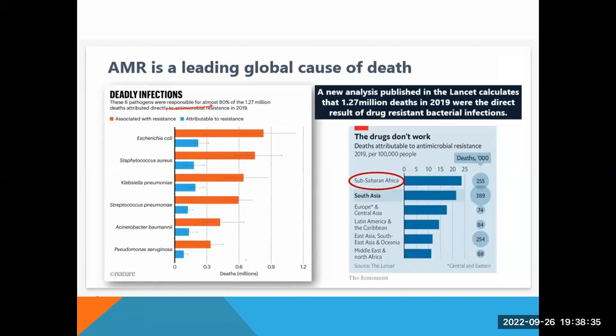This is really shocking. And if you can have a look at this, the Sub-Saharan areas is the highest where the death attributable to antimicrobial resistance has occurred. And this is really very alarming, and this really should be dealt with very cautiously in the upcoming years.